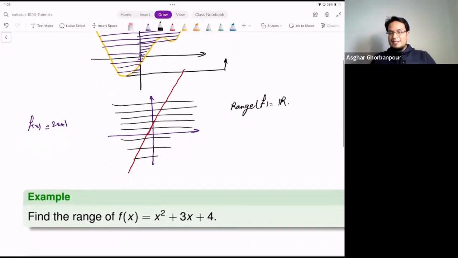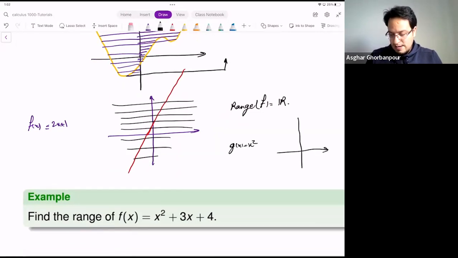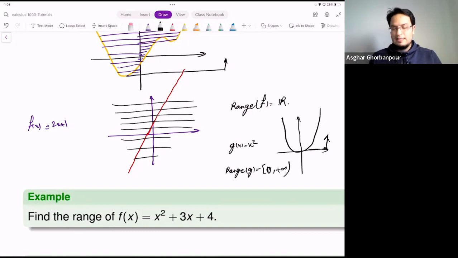For a parabola, the standard parabola, you know that it has this shape. And you see that the range of this is going from 0, everything from 0 upward. That's how I write that.